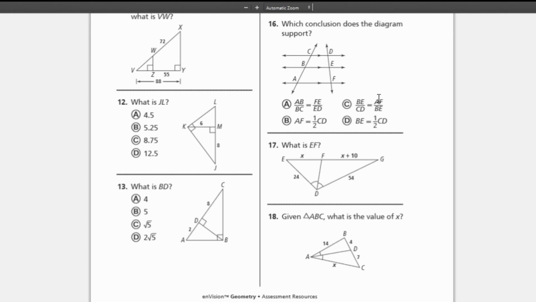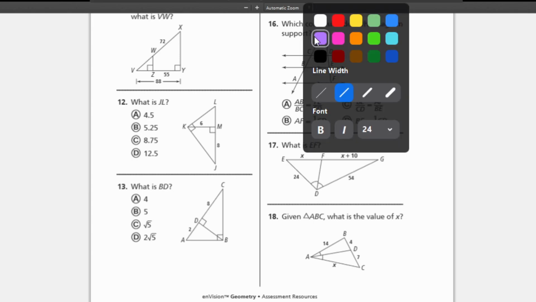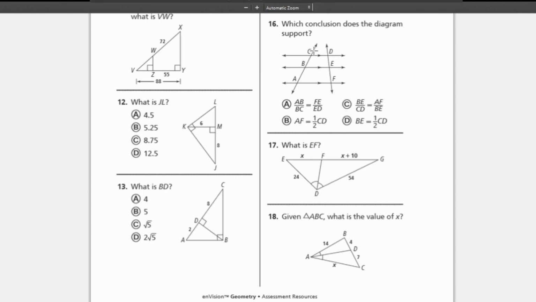Alright, let's look at number 16. Which conclusion does the diagram support? Well, from this one, it's exactly the same as the last one, right? These lines are eventually going to intersect. Let me just put that in there, just so we can see.